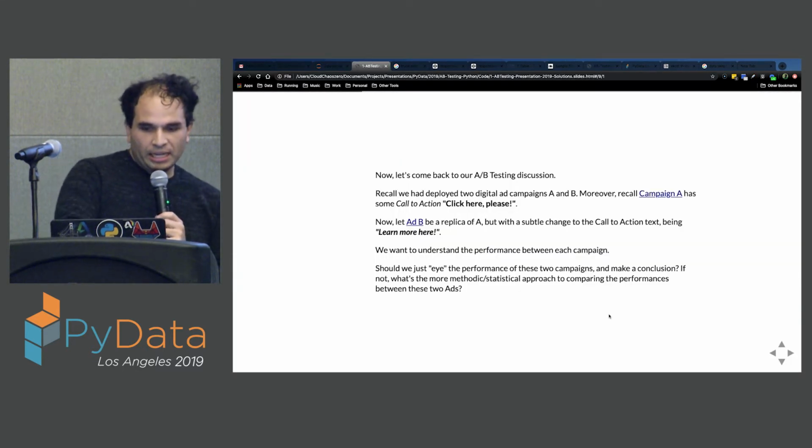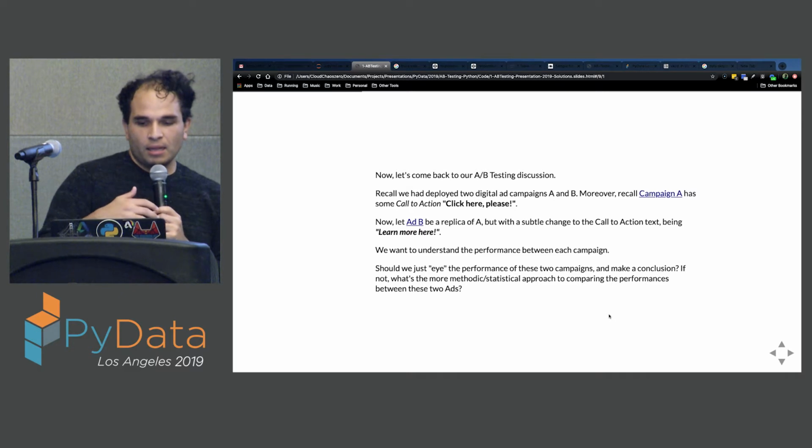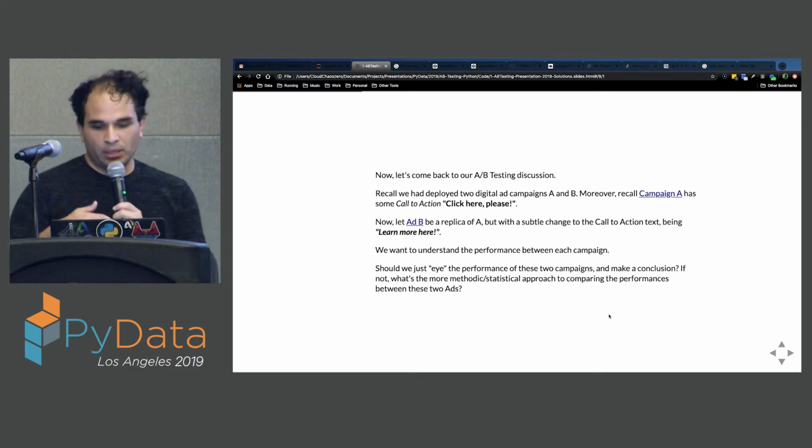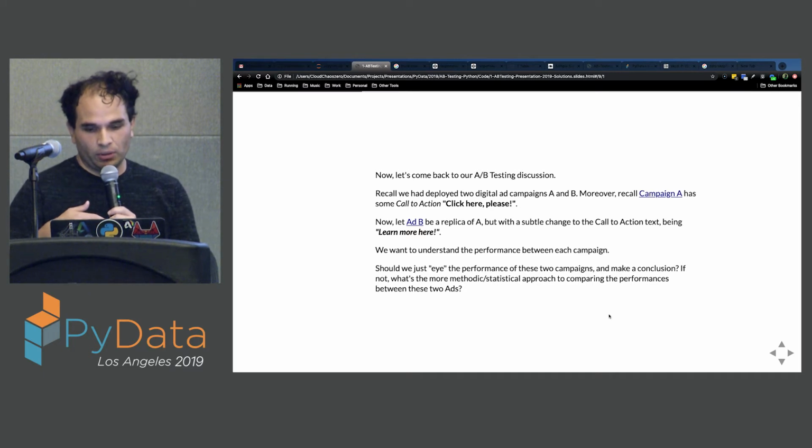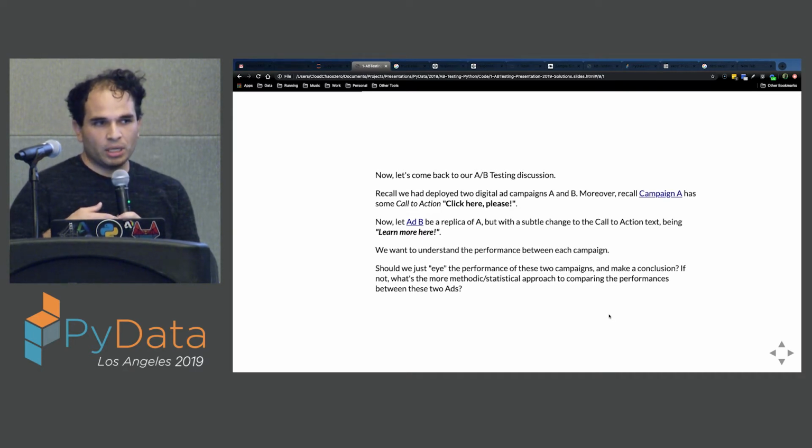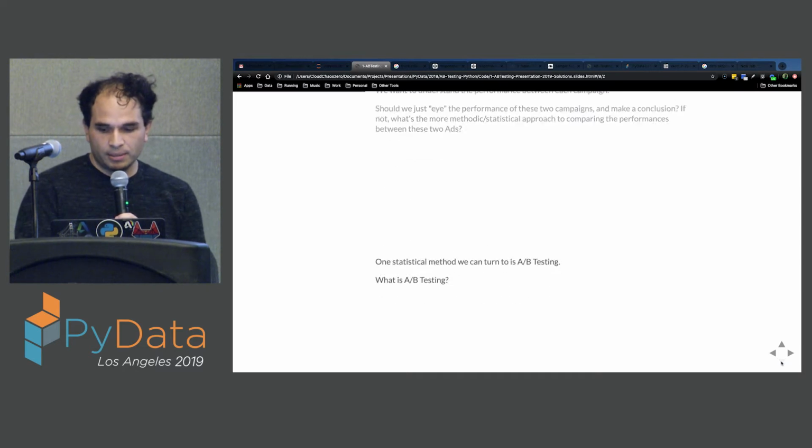And now we want to understand the performance between each ad campaign. So should we just, by observation, once seeing the performance of these two for a given set of time and a given number of users, just guesstimate which one is better, or is there a better method to compare these two ads?